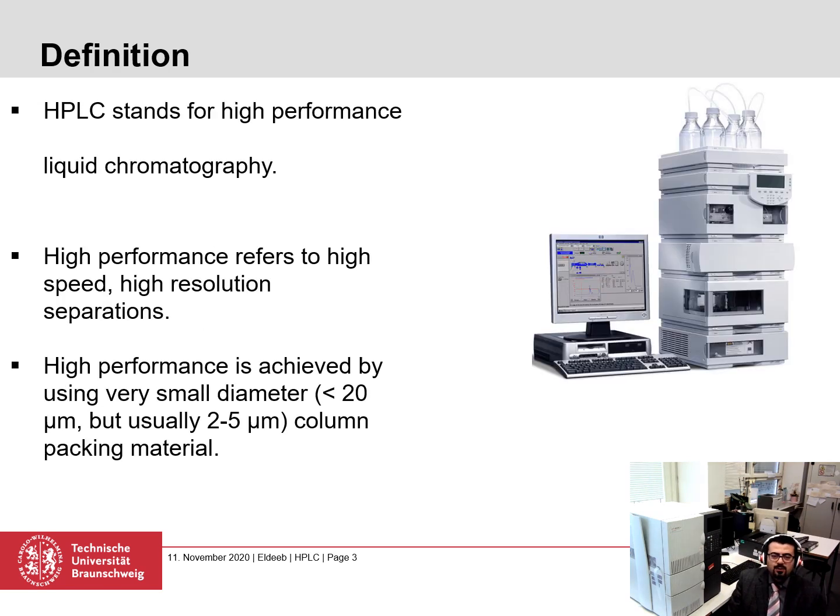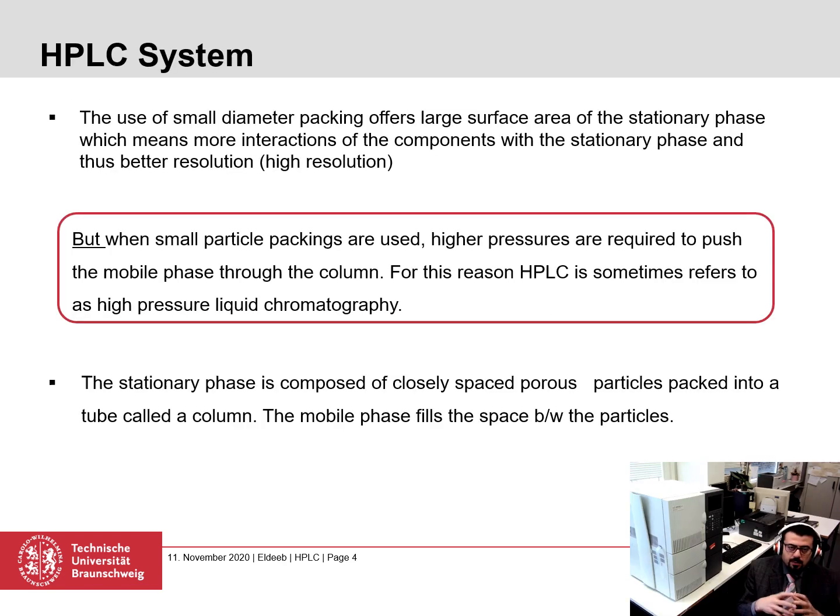So HPLC stands for High Performance Liquid Chromatography, but it could equally stand for High Pressure Liquid Chromatography. High performance refers to high speed, high resolution separation, and this high performance is achieved by using very small diameter column packing material, of less than 20 micrometer, but usually between 2 and 5 micrometer, to allow large surface area for more interaction and high resolution. So the use of small diameter packing offers large surface area of the stationary phase, which means more interaction of the components with the stationary phase and thus better resolution, high resolution.